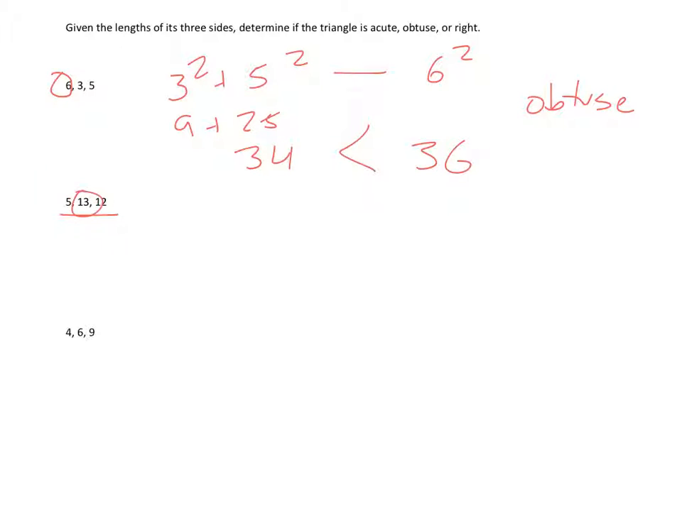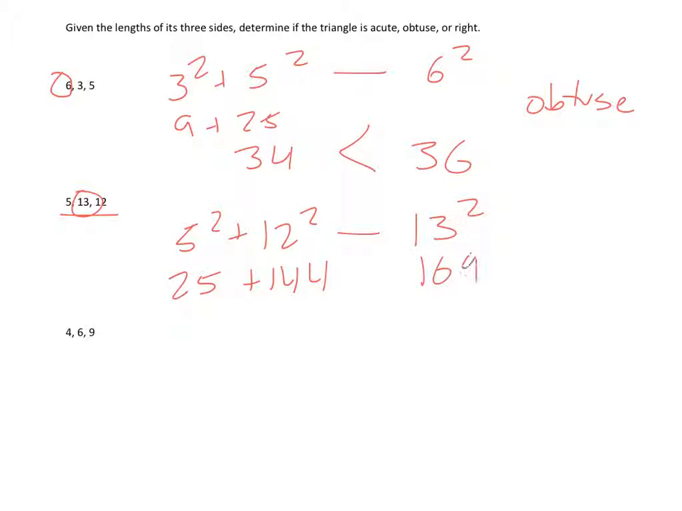Here, the longest is 13, so we have 5 squared plus 12 squared compared to 13 squared. 5 squared is 25, 12 squared is 144, 13 squared is 169. Well, when you add these up, these are equal. So this is actually a right triangle, one of these rare cases where a squared plus b squared equals c squared.